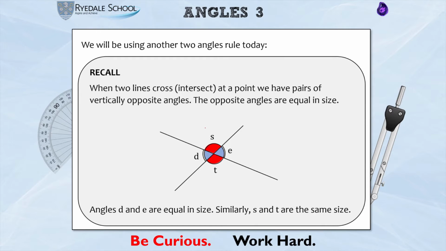So for example, if S was 120, T would be 120. Yes, these angles will still add up to 360 degrees. Yes, we also have some straight lines going on, but the important thing is the opposite angles are equal.